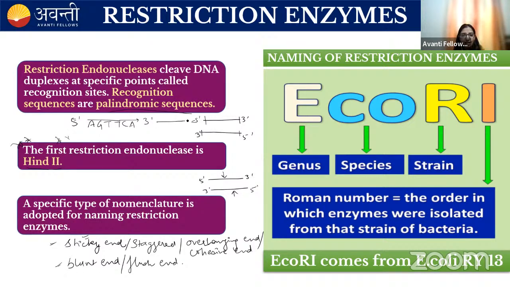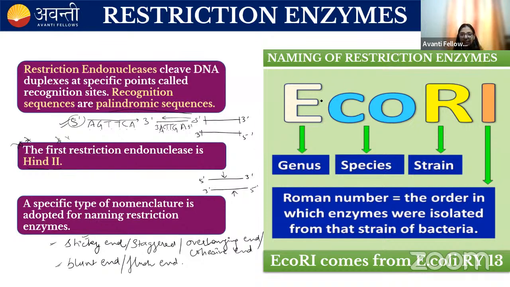For example, this is one strand and this is another strand. This is also having A, G, T, T, C, A. So when I read it from 5 prime to 3 prime, it is A, G, T, T, C, A. If I read this strand also from 5 prime to 3 prime, it is A, G, T, T, C, A. So it is the palindromic sequence. But you have to read it in the same direction, like 5 prime to 3 prime.